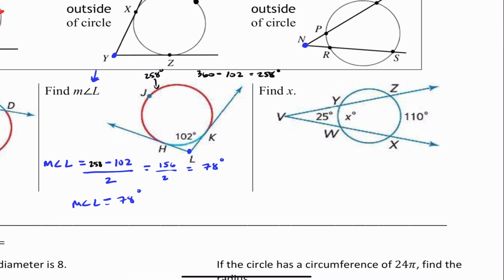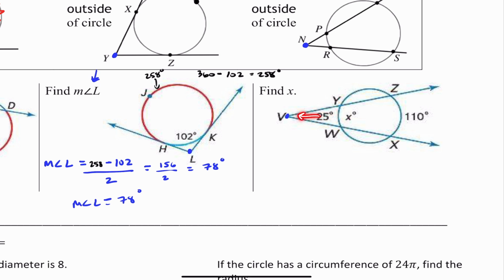Here's our next example. Where's the vertex located? The vertex is located outside of the circle. So it's the angle. Notice that 25 belongs to that angle. And then X is this arc, and then 110 is that arc, right? So the vertex is outside of the circle. The angle equals the big minus the small.